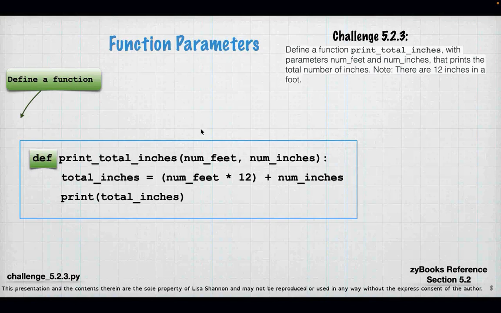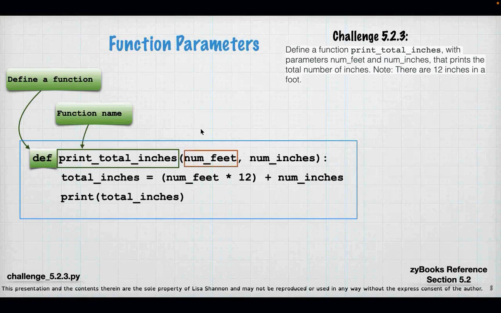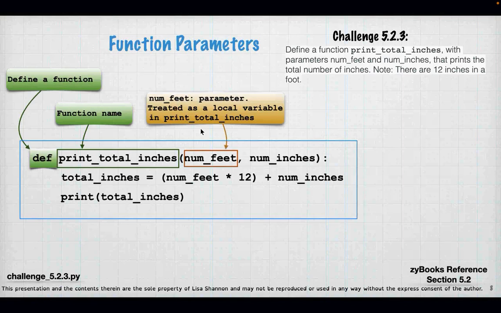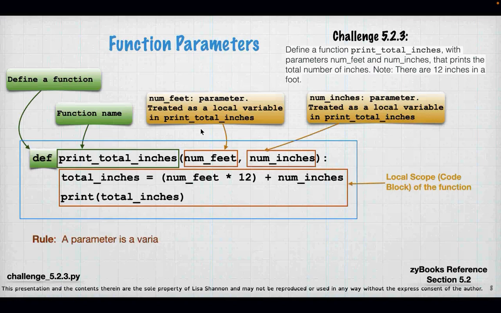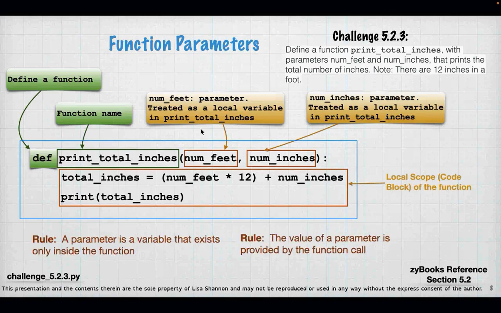So I talked a minute ago about the fact that you just had opening and closing parentheses, but you could put something inside them. Well, what you can put inside them are function parameters. Now, a parameter is simply a local variable placeholder, and it is local to the local scope of the function that it's defined in. So in this case, I have my def, my keyword to define a function. I have my function name. I have an opening parenthesis, and then inside of it, I have two variable names, because that's what you're going to see for the most part.